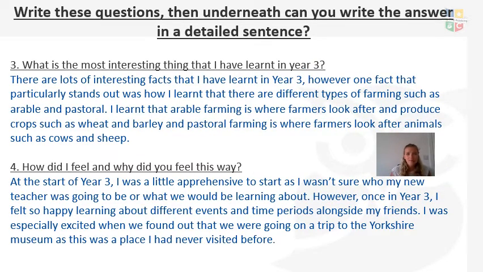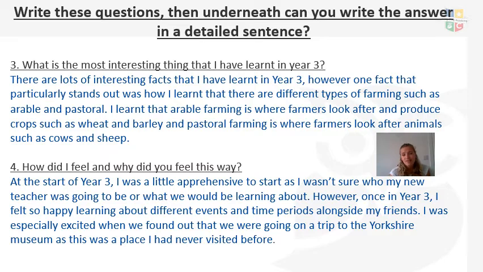Question 3, what is the most interesting thing that I have learned in year 3? And I've answered, there are lots of interesting facts that I have learned in year 3. However, one fact that particularly stands out was how I learned that there are different types of farming, such as arable and pastoral. I learnt that arable farming is where farmers look after and produce crops such as wheat and barley, and pastoral farming is where farmers look after animals such as cows and sheep. So again, I've not only just said what the most interesting thing was, but I've also told you what I learnt.